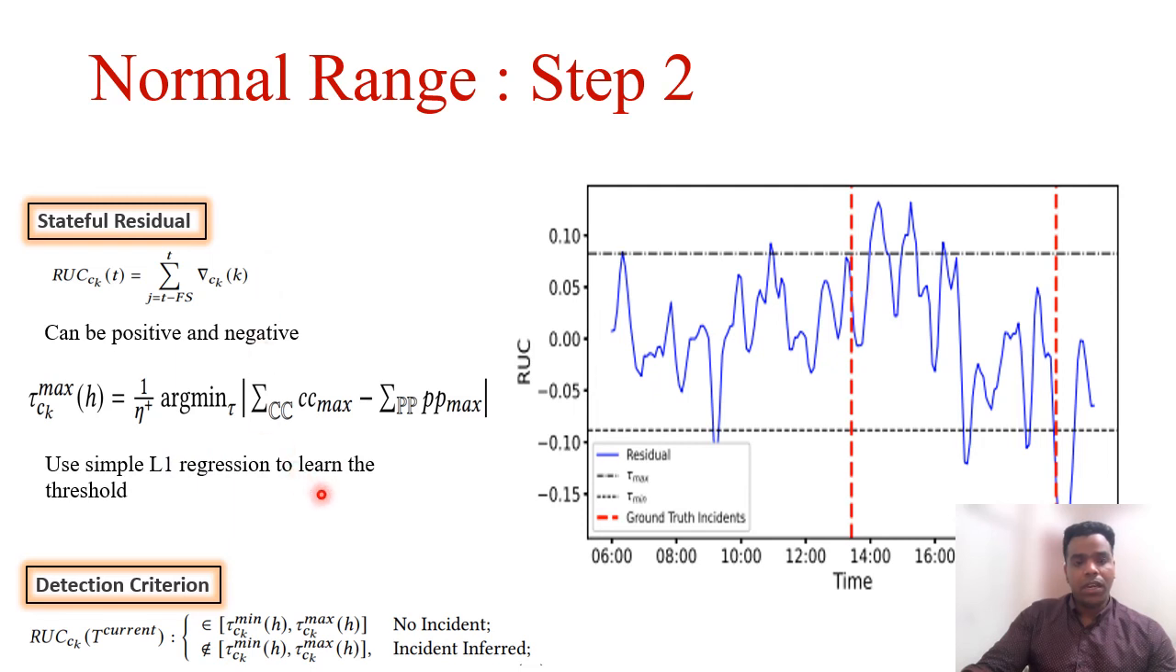When a new stateful residual comes in, it is compared with the threshold, and this comparison shows us whether any time index contains an incident or not. For example, in this right side image, these red dotted lines refer to an actual incident, and after that we are seeing a deviation. That means an incident is detected.